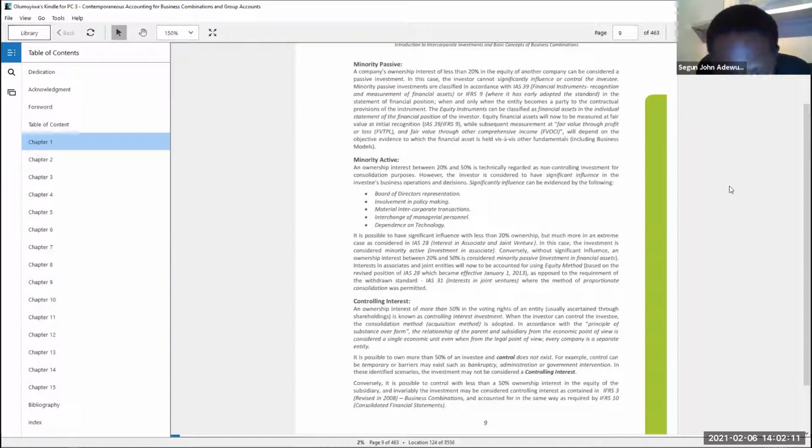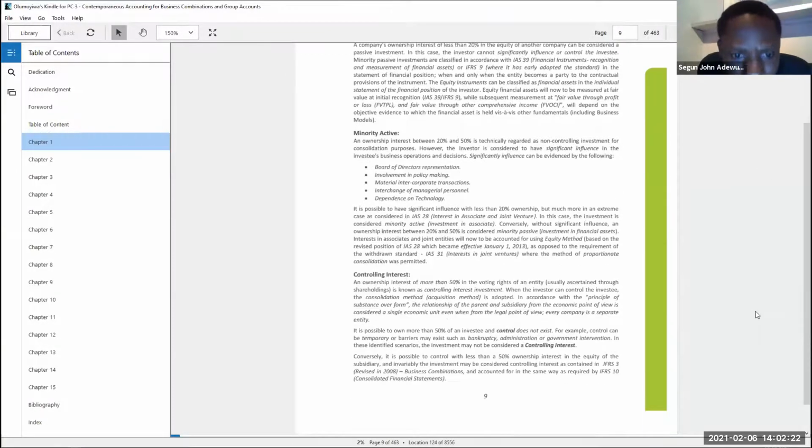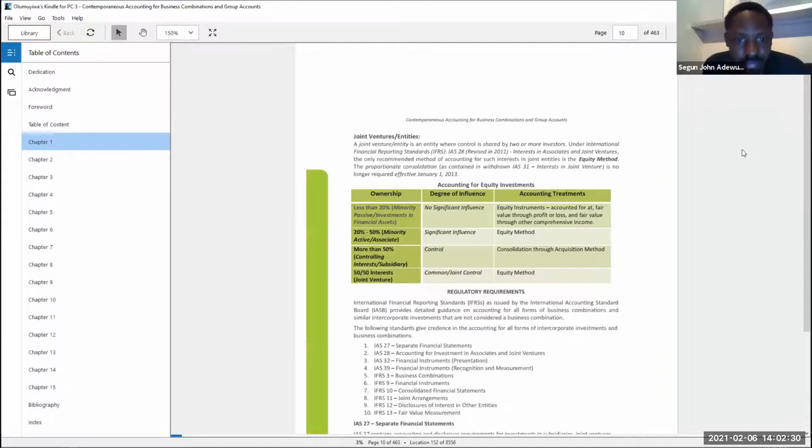as contained in IFRS 3, revised in 2008, business combination, and accounted for in the same way as required by IFRS 10, consolidated financial statements.